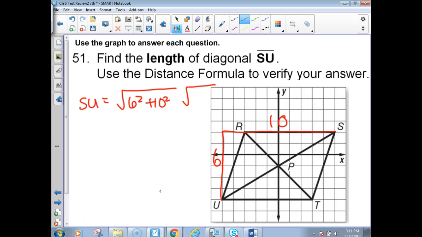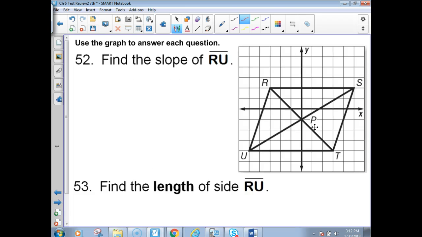My pen stuck. There we go. That's about, I don't know, can somebody tell me what that is as a decimal? 11.7? Okay. 11.7. All right, that's all they asked. I don't know what that's going to help me with at this point, but I know the length of that diagonal.